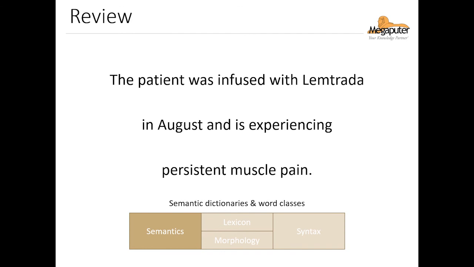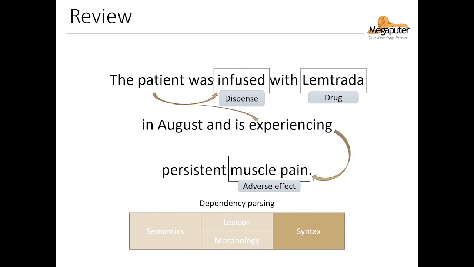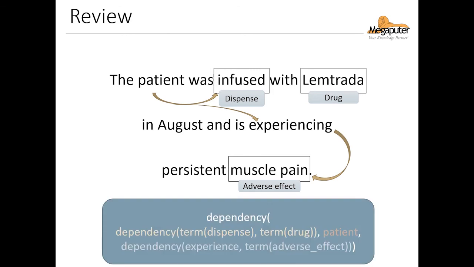We then identify the concepts we're looking for in the records based on semantic dictionaries or word classes. And with dependency parsing, we know that someone was given the drug and the same person then experienced a possible side effect. And this is the query we would use for this type of task.